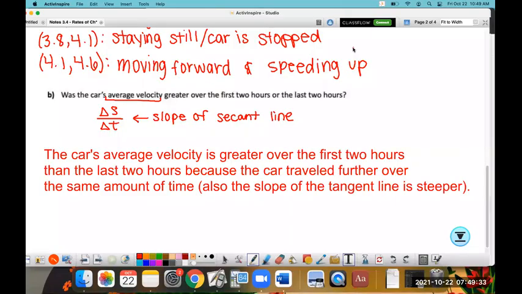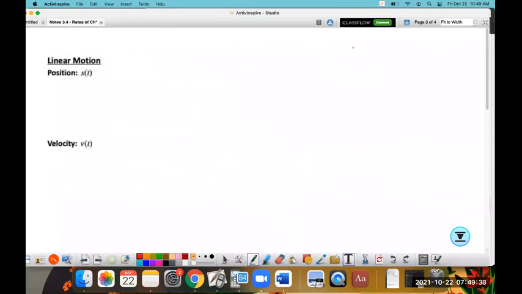Okay, so let's talk about linear motion in general, now that we've gone through an example with it. So your position, we're going to be working with a lot of position functions coming up soon. So it's really important to remember that the position function is going to measure the distance from the starting position, which means that you can have positive positions and you can also have negative positions. So if you're forward or to the right, it'll be positive. If you're moving backwards or to the left, it's going to be negative.